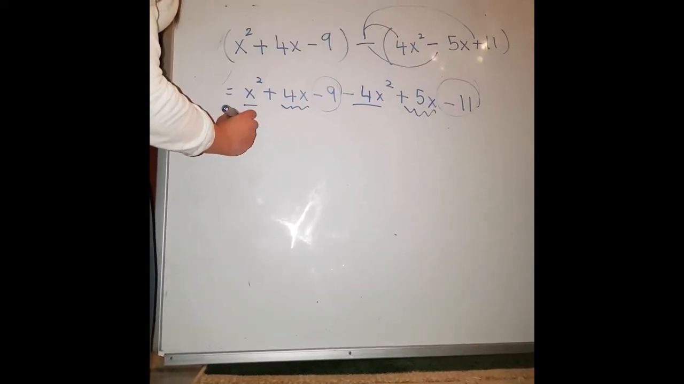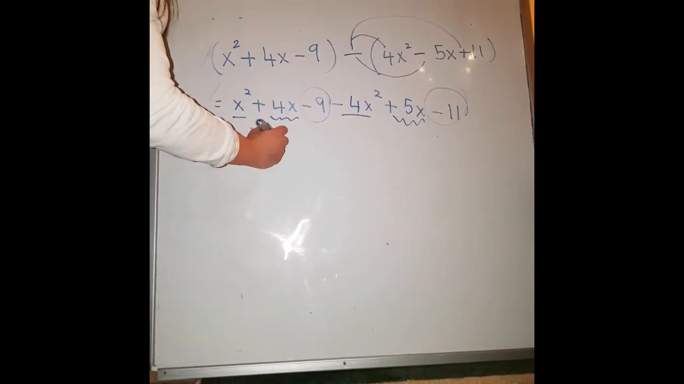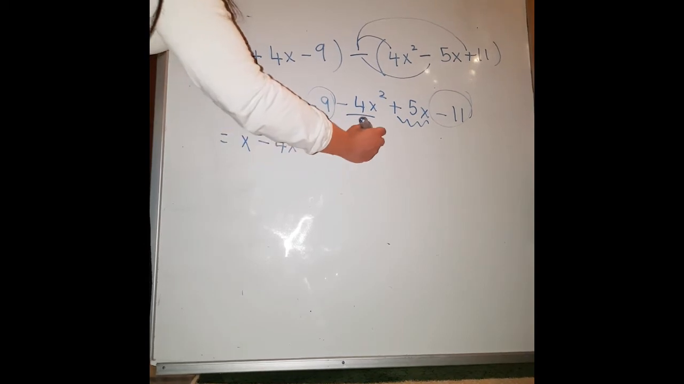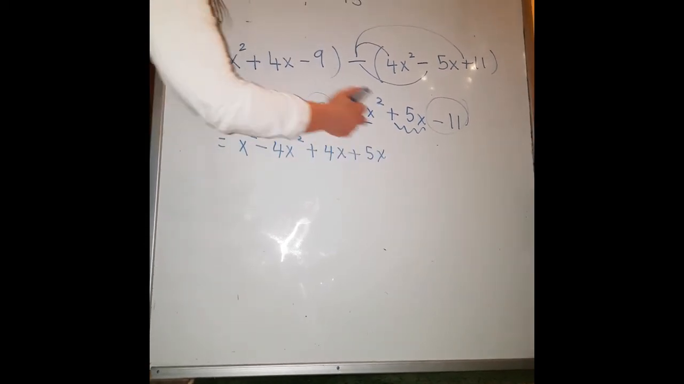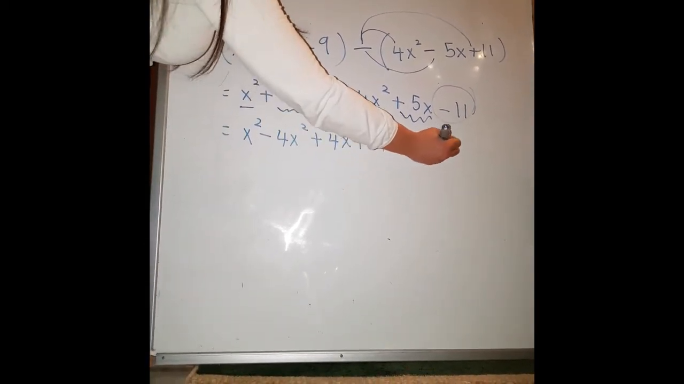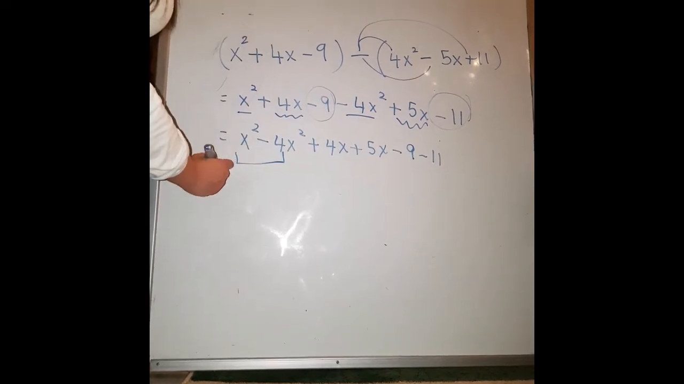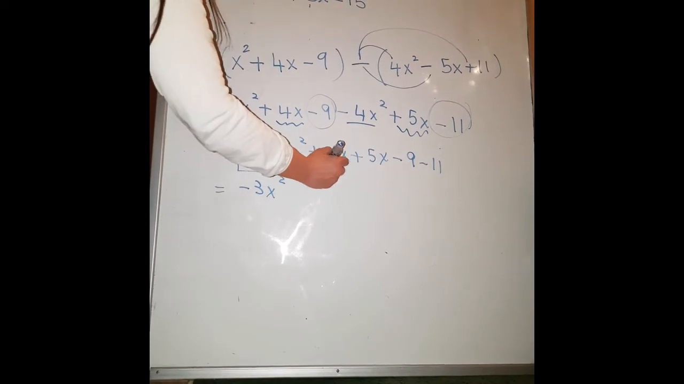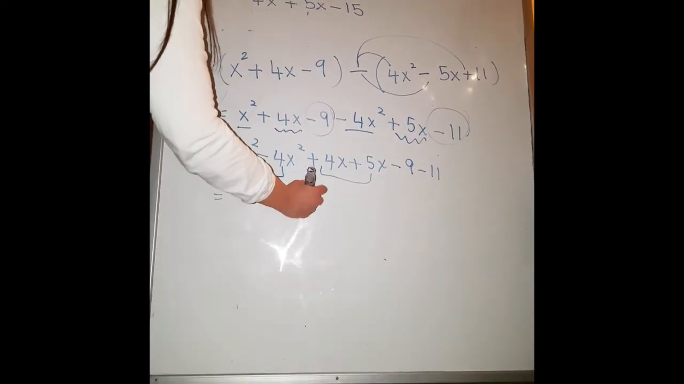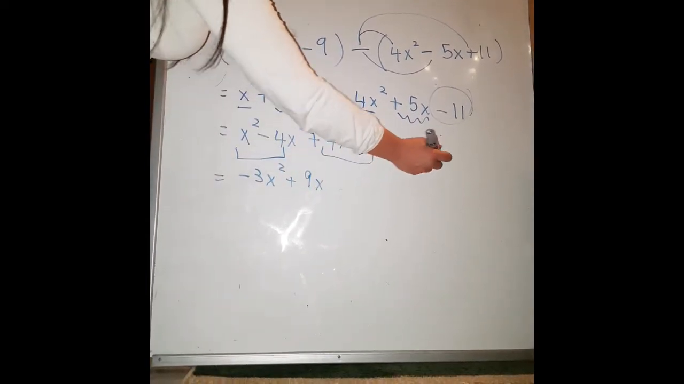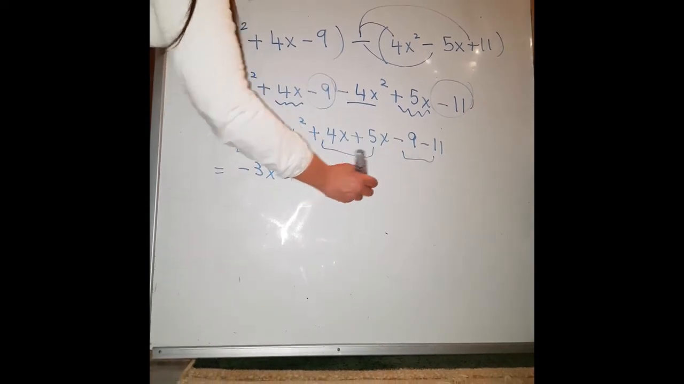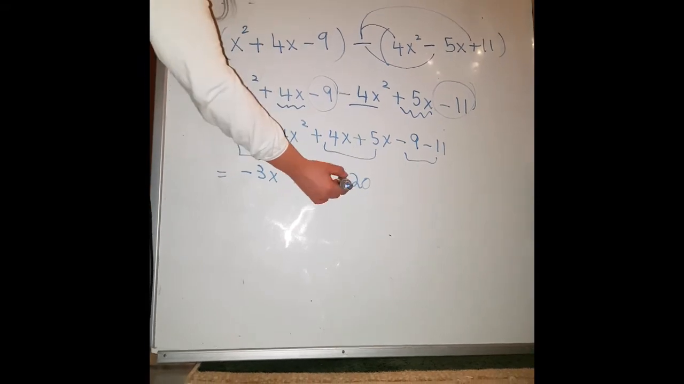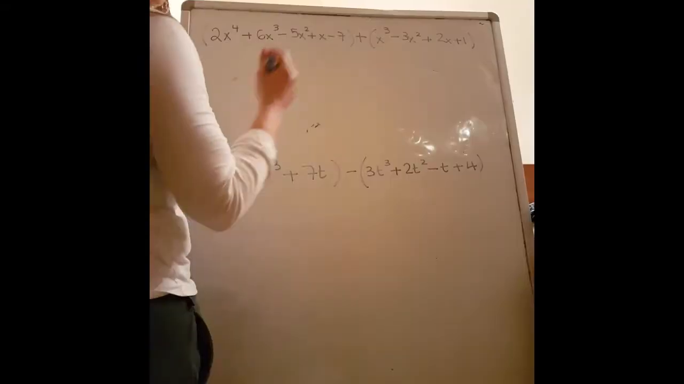I rewrite it again. x to the second minus 4x to the second, plus 4x plus 5x, again, negative 9, negative 11. And I start adding and subtracting. 1 minus 4 is a negative 3x to the second. A 4 plus 5 is a plus 9x. Negative 9 and a negative 11 is a negative 20. Is it in standard form? To the power of 2, to the power of 1, power of 0? Yes, and that's my answer.